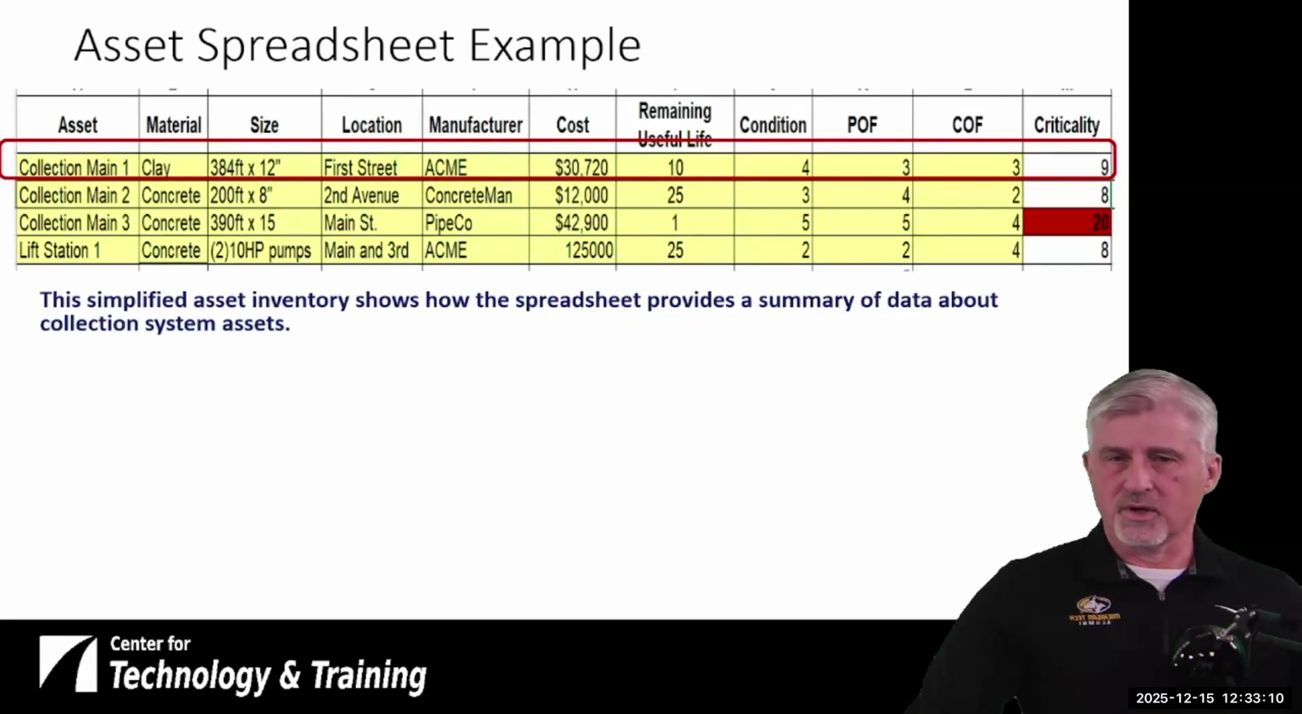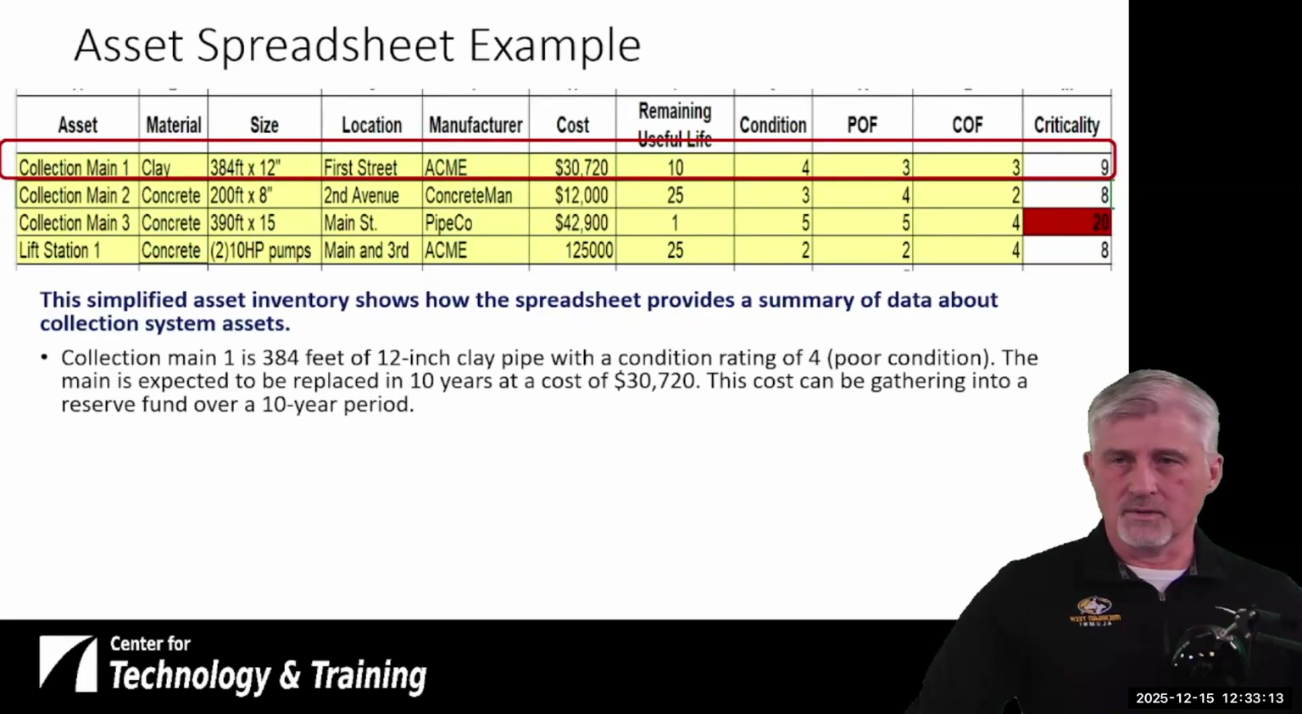So if we look at collection main 1, it's 384 feet of 12-inch clay pipe with a condition rating of 4, which means it's poor. It's expected to be replaced in 10 years at a cost of $30,720. We know that it's going to take 10 years, so every year we're going to put 1/10 of that cost into our reserve fund, so that when that 10 years has gone by, we'll have the money to replace that.